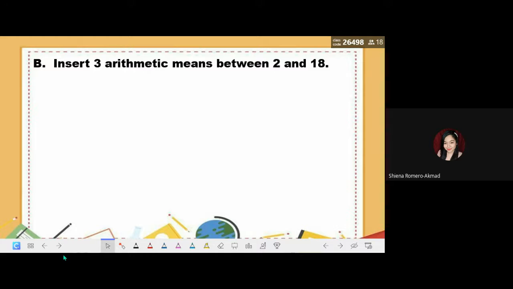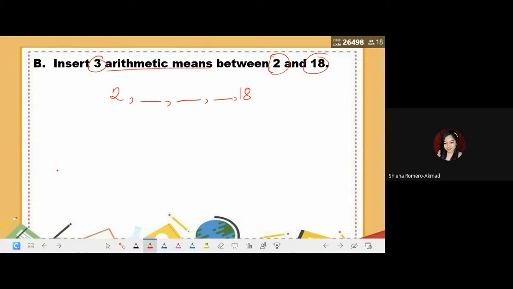Now, what if you are asked to insert three arithmetic means between two non-consecutive terms? So, ano yung gagawin ninyo? So, let's say, ito po yung given natin, di ba? 2 and 18. Tapos, ang i-insert natin ay tatlong arithmetic means. So, that's 2, 18, arithmetic mean tatlo, 1, 2, 3. So, hahanapin natin yan. Okay? Yung arithmetic niya.